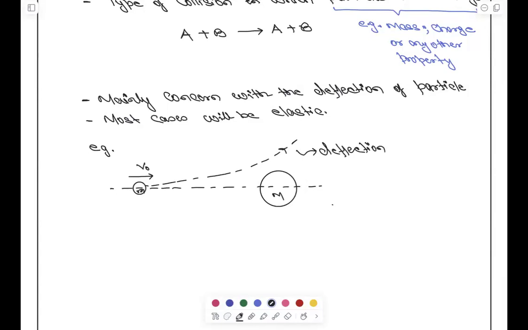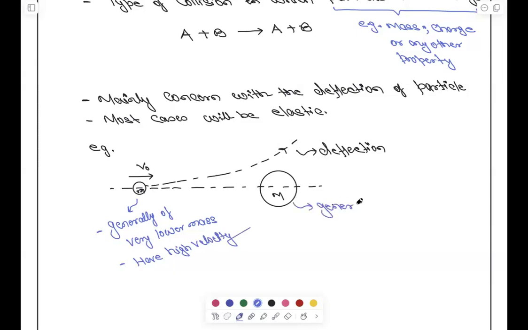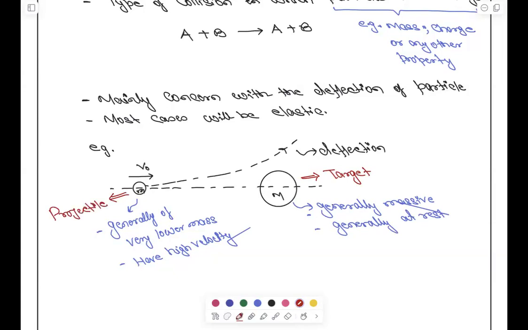Okay. Now what you need to understand here, okay? Most cases it is generally of very lower mass. When I say lower, it is comparative with this one. Okay, have high velocity. It is generally massive and generally at rest. Okay, what we call them as? We call them as target, and this is known as, क्या बोलते हैं इसको? Projectile. Very good. Okay, this is what we have.